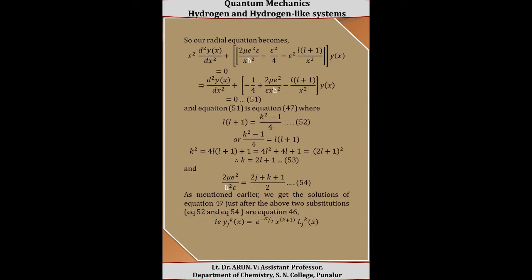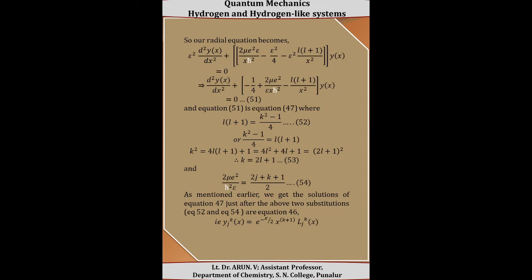So by making the three types of substitutions, this radial equation becomes ε² d²y(x)/dx² + (2μe²ε/(xħ²) − ε²/4 − ε² l(l+1)/x²) y(x) = 0, or d²y(x)/dx² + (−1/4 + 2μe²/(εxħ²) − l(l+1)/x²) y(x) = 0.